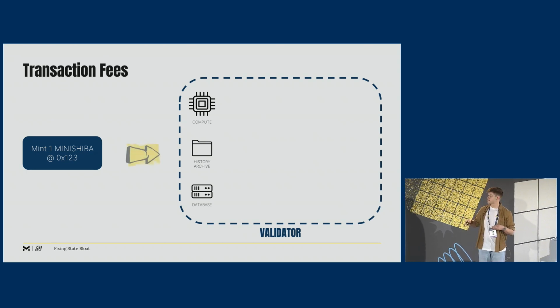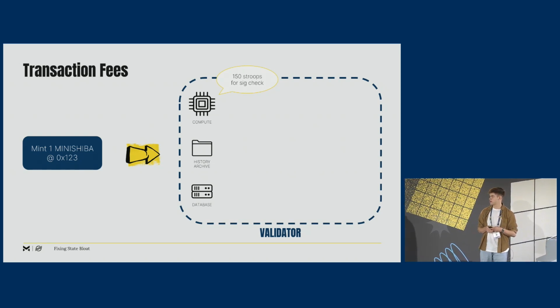Whenever we submit this to the network, we will have to pay a small fee for each of these resources we consume. First, we might have to do a signature check, which requires doing some math to make sure that the issuer of this transaction is allowed to mint Mini Shiba tokens. And so we're charged for doing that computation. Next, we have to record that this event happened, so the validators will need to send some network traffic to the history archive. And so we're charged for that network traffic. And finally, once we mint that token, we then need to store that balance on our validator hard drive. And so we're charged a fee for that write.